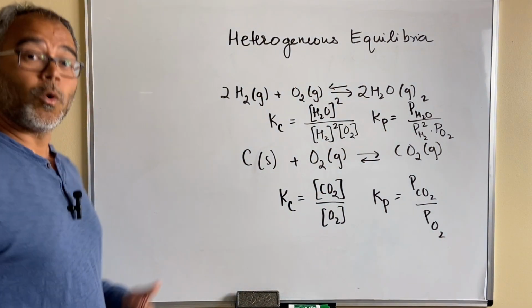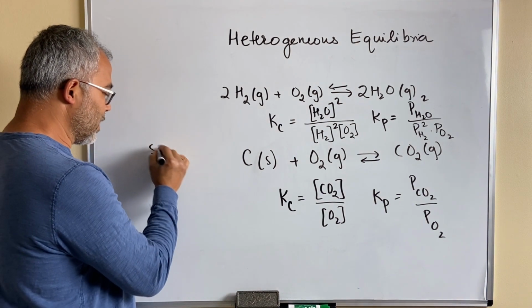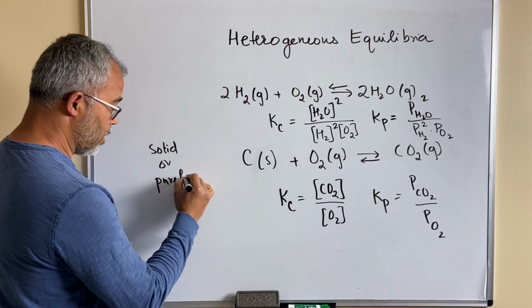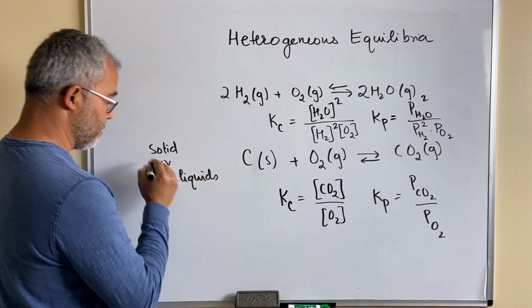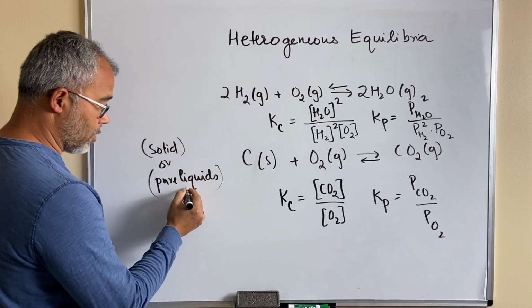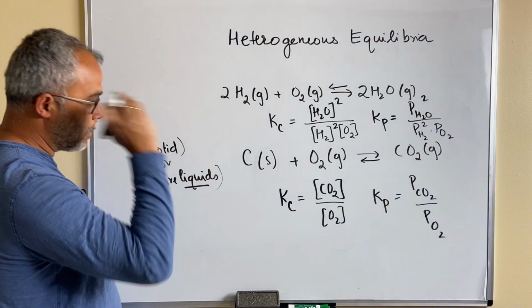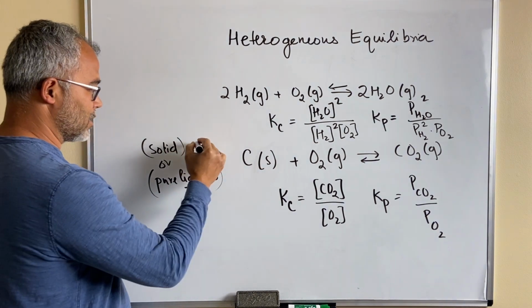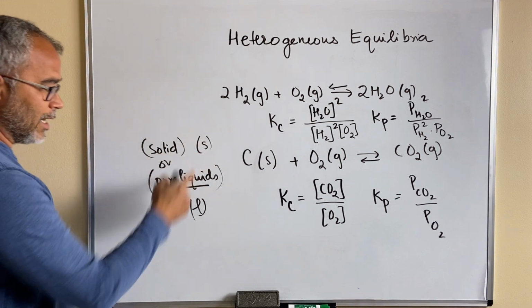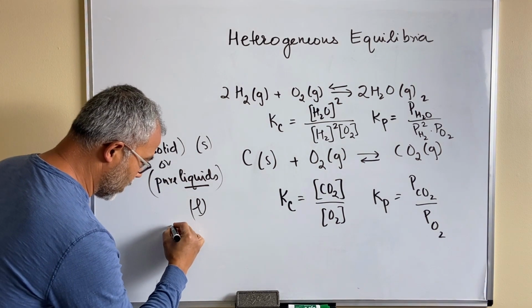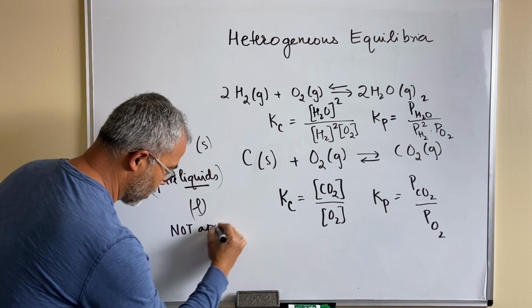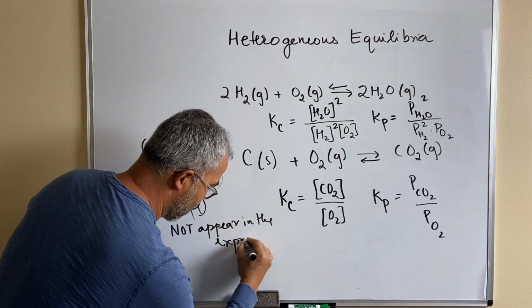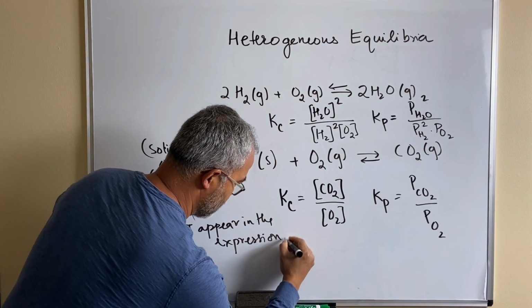So, as a side note, what does not appear? Anything in the solid form or pure liquids. So, pure liquids would be, that means out here in parentheses, you'll see a little L. It'll show up like that. If it's a solid, it'll show up with an S. So if you see an S or an L, that means it will not appear in the expression for Kc or Kp.